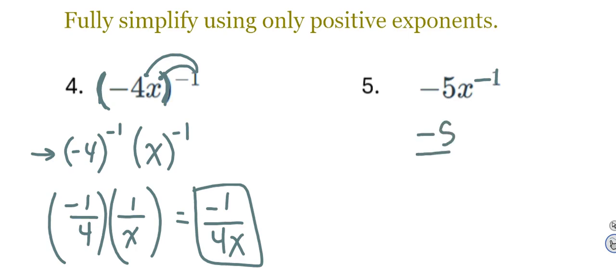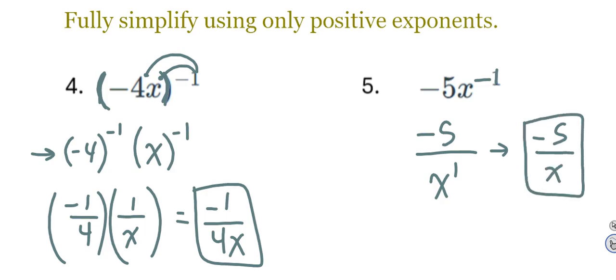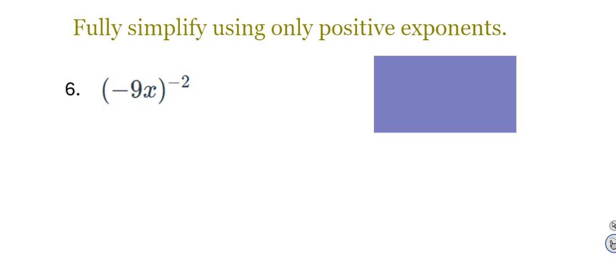x to the negative 1 has to go in the basement until that 1's positive. Delta Net doesn't like when you do this, so we want to clean it up, and it'll be negative 5 over x. All right, so lots of negatives going around. Let's see what else we're going to do.